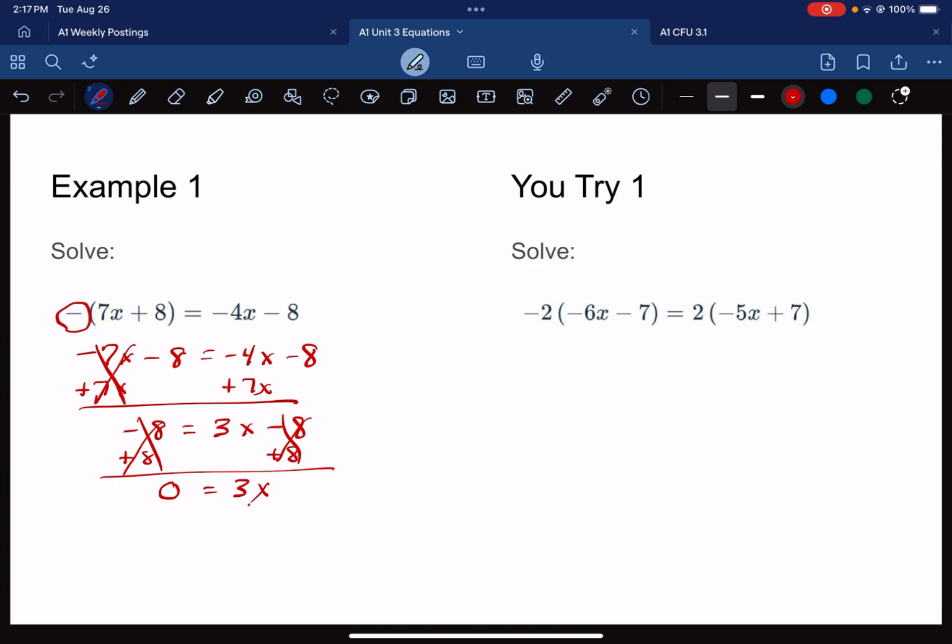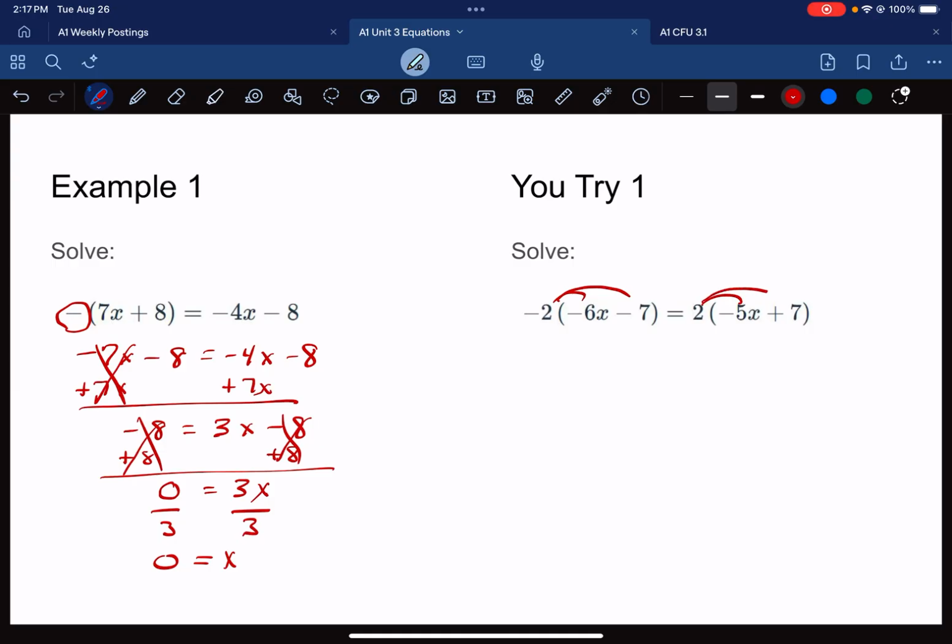The variable is still in the equation, so this is not a no solution or an infinitely many. It's just one solution. You divide by 3, and x is 0. Okay? You try this next one. Shut the video off, give it a try, and start back up when you're done.